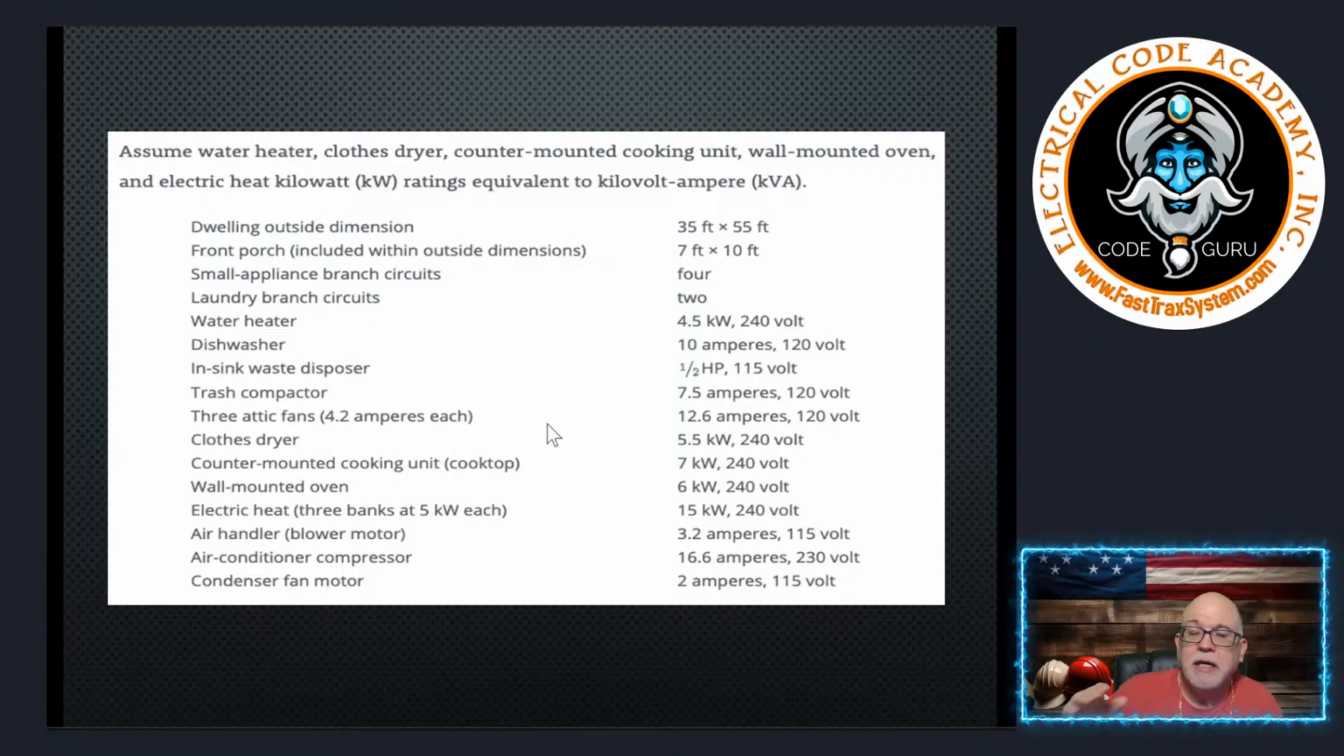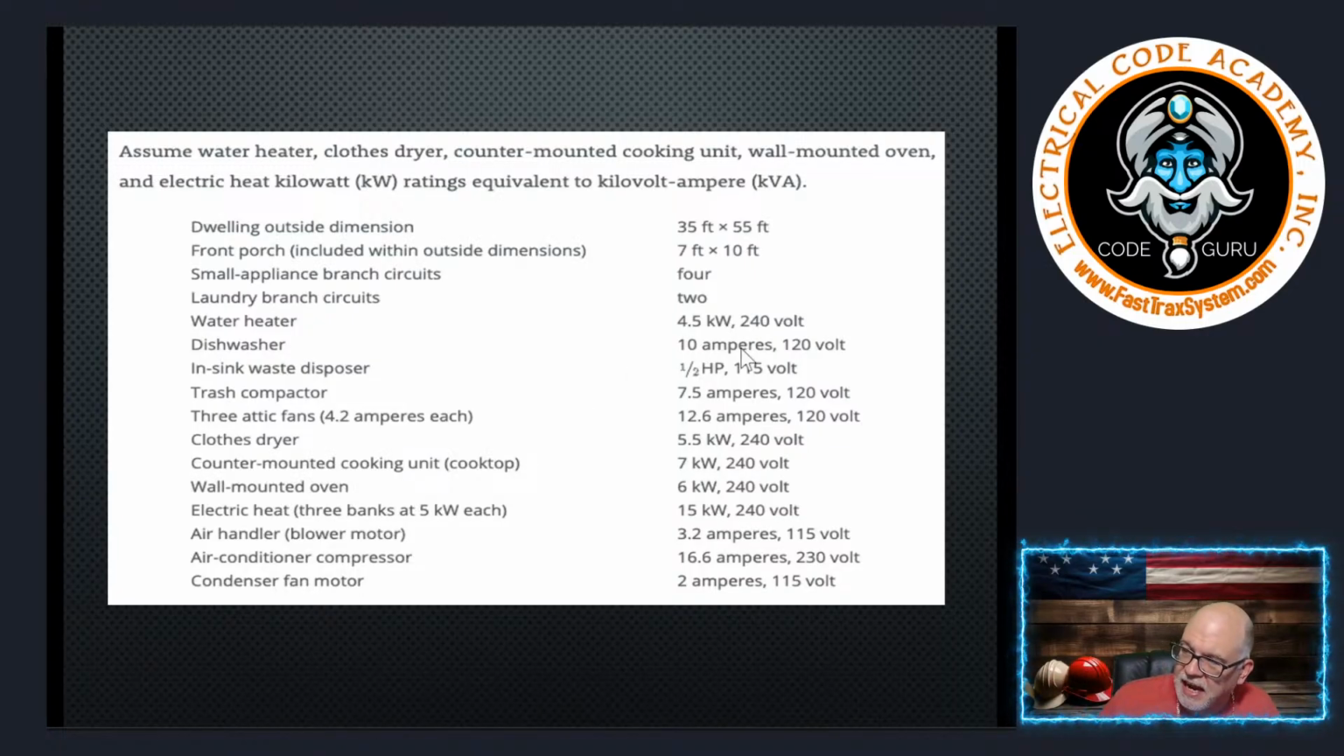All right, so we've got, what else do we have here? So let's look at our list. We know we got a water heater, which is an appliance. And it is 4.5 kW, or as y'all all know, I like it to be 4,500 VA, 240 volts. So just remember, that's not going to be in our neutral calculation. That's only going to be in our ungrounded hot conductor calculation.